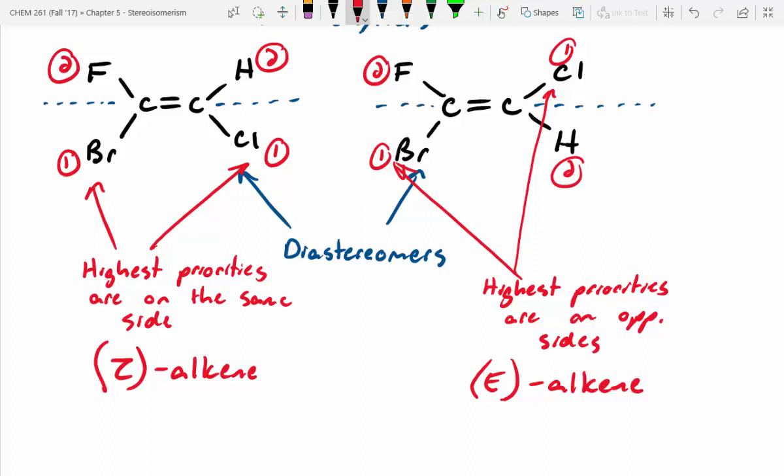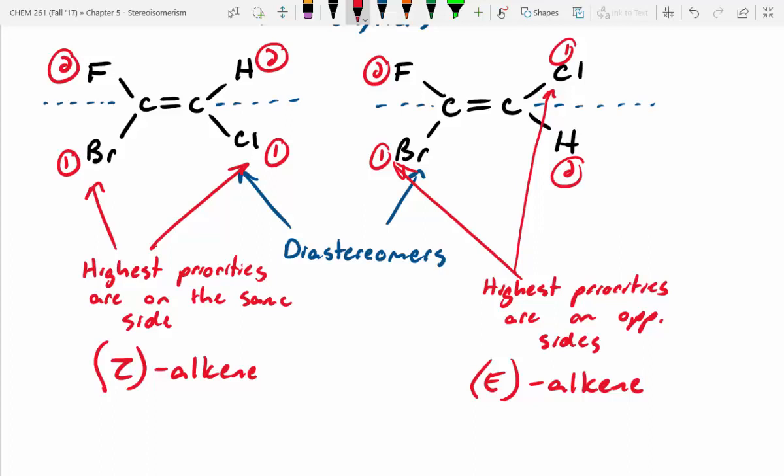The naming conventions actually come from the German words meaning together or opposite. So I think it's Entgegen, means opposite, and I can't remember for Z. But I will show you guys the trick I used to remember this when I was in undergrad. I remembered it using a cheesy mnemonic, Z same side. Right? So have your cheesy French accent and be Z same side. Oh yeah, that's a Z alkene.